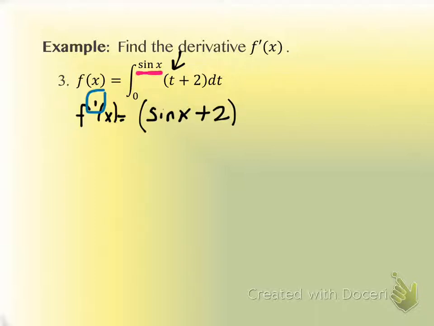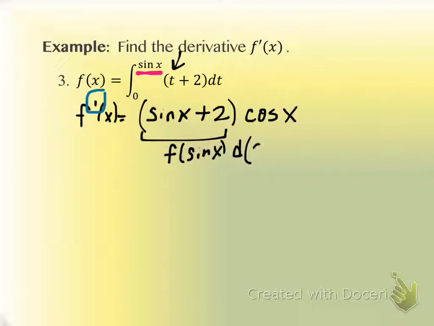But I've got a chain rule in this problem. I don't have just x, I have sine of x. And sine of x has a derivative itself. What's the derivative of sine of x? Cosine of x. So this gets multiplied by cosine of x at the end. So what does it end up looking like? Well, this ends up looking like, we said, it's f of sine x, right? Times the derivative of sine of x. D sine x means derivative of sine of x.